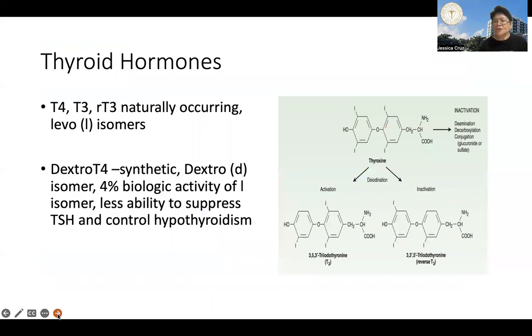Now, the naturally occurring thyroid hormones are levo isomers. We have synthetic isomers, which are dextro isomers, but the dextro isomers are typically of less biologic activity, so they are less potent and less able to suppress TSH and control hypothyroidism.